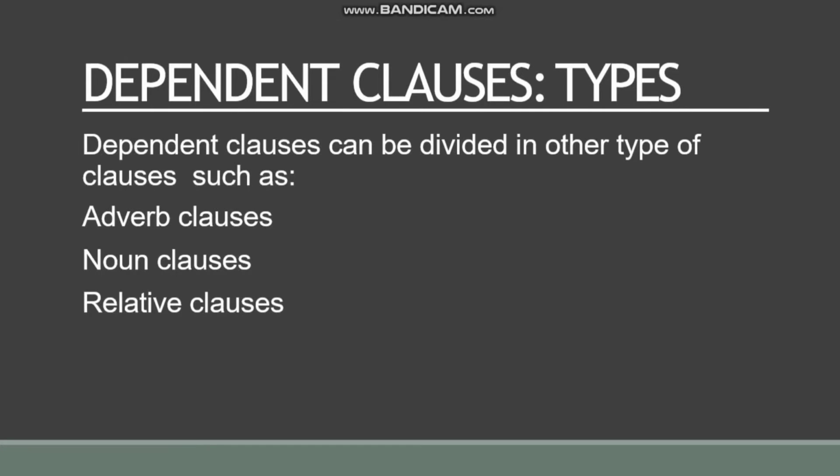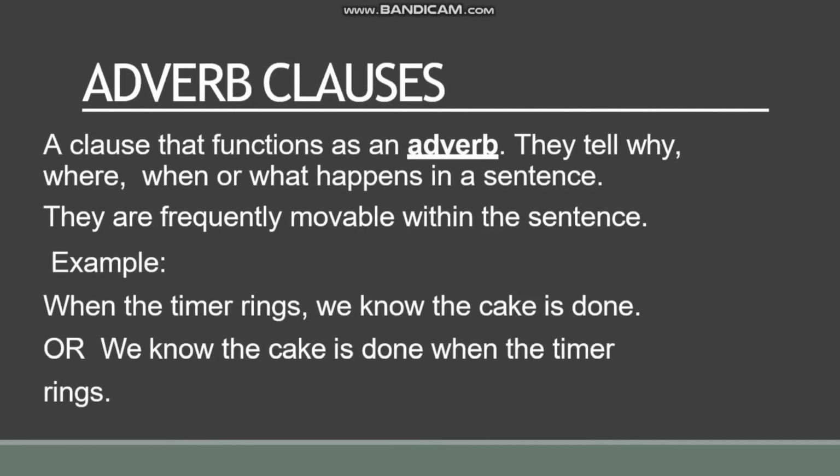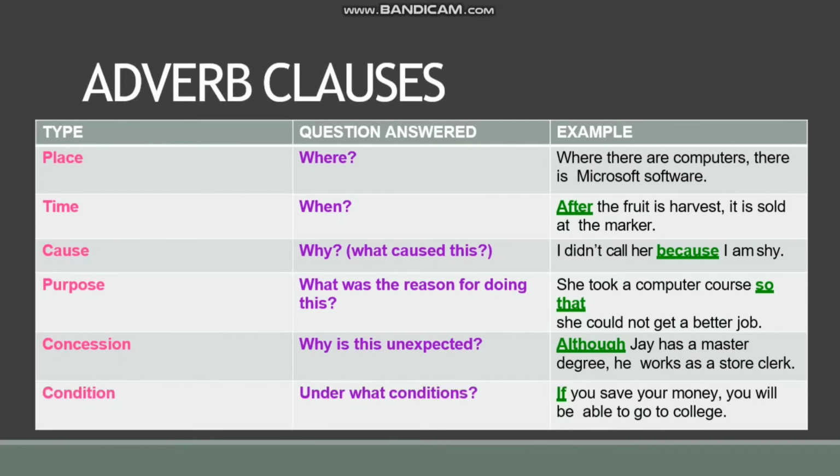Now, dependent clause types. There are three types of dependent clause: adverb clause, noun clause, and relative clause. First of all, the adverb clause. It is a clause that functions as an adverb. It will tell why, where, when, or what happened in a sentence. They are frequently movable within the sentence. Example: "When the timer rings, we know the cake is done," or "We know the cake is done when the timer rings." The adverb clause is "when the timer rings" in both sentences. It tells us about what or when something happens. Adverb clauses answer questions like where, when, why, what happened, why this happened, and in what condition.